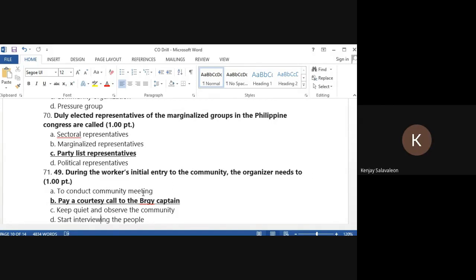Wait, let's google it. National requirement for party list. Yes, that's correct. Party list representatives are directly elected via party list election, wherein the voter votes for the party and not for the party's nominees. The votes are then arranged in descending order, with the parties that won at least 2%. So it is exactly 2%. I thought it was 300,000 votes. At least they get 2% of the national vote. Then, automatically, they can have a seat in the Congress.